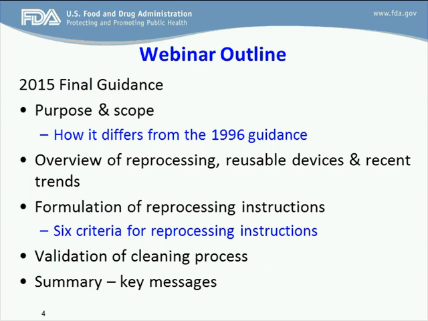This is an outline of today's presentation. So, the focus is the final guidance document titled Reprocessing Medical Devices in Healthcare Settings, Validation Methods and Labeling. First, we will take a look at the purpose of the guidance document and the scope of devices it covers. Then, we will go over the major topic areas covered in the document. This includes an overview of reprocessing, FDA's 6 criteria for developing reprocessing instructions, and recommendations for validating the cleaning process. And finally, we will go over a summary of key messages from the guidance document before we move on to the question and answer session.